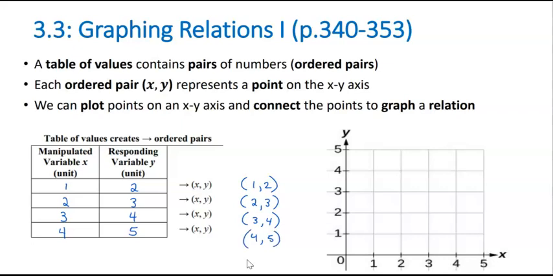And I can plot the points on the graph accordingly. So x is 1, y is 2, x is 2, y is 3, x is 3, y is 4, and x is 4, y is 5. And then from there, I can join the plots to create the equation of the line. And I can even extend this down to cross the y-intercept.